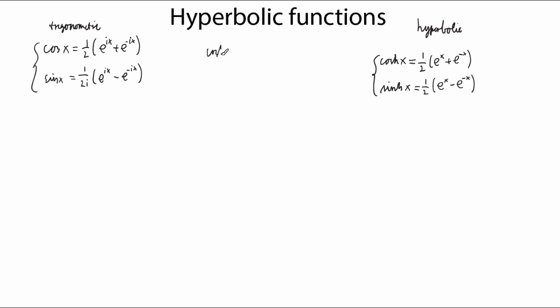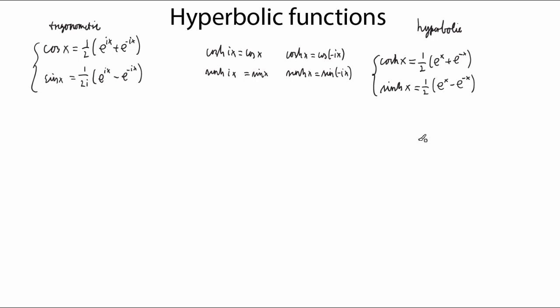Essentially, you get that cosh of ix equals cosine of x, or that cosh of x equals cosine of minus ix, and same thing for sines. That's what I'm saying, that essentially it involves rotating the complex plane by 90 degrees, so that you're working along the imaginary axis instead of the real axis.